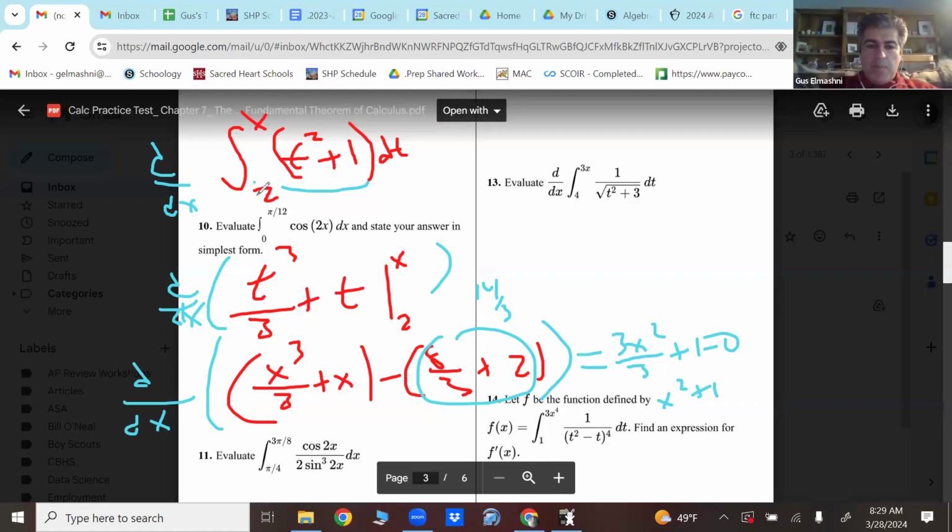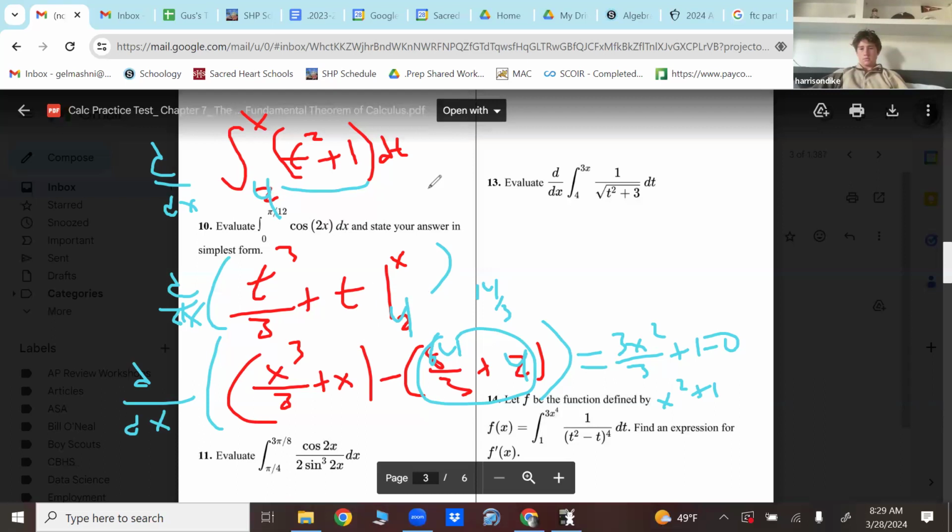So what if I change this number to like a 4? Did it matter? No, of course not. Because if I put a 4 in here, fine, I get 64 over 3 plus 4, but who cares? When I do the derivative, it's going to go away anyway. So as long as the lower limit's a constant and the upper limit's in terms of x, you can just do a replacement. Just replace t with x.